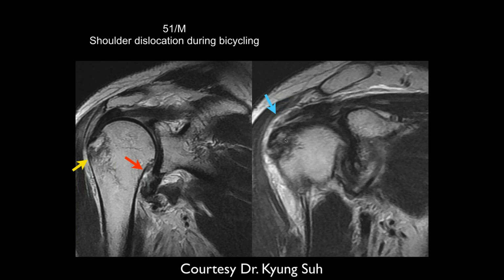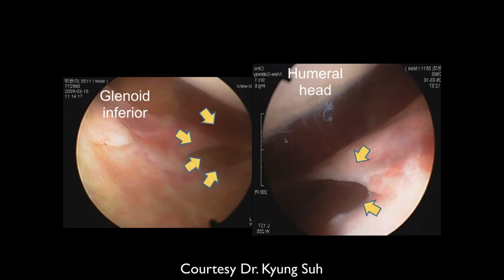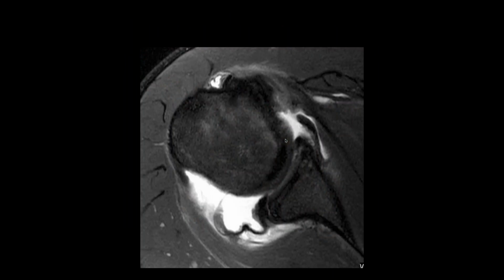Rotator cuff. And we can see a lot of labral injuries due to this dislocation also. And we've got a bunch of different findings, which you can see nicely. Thomas, what do you think of this case?